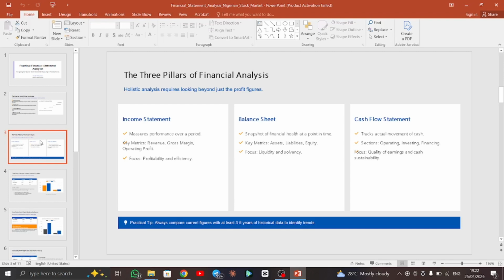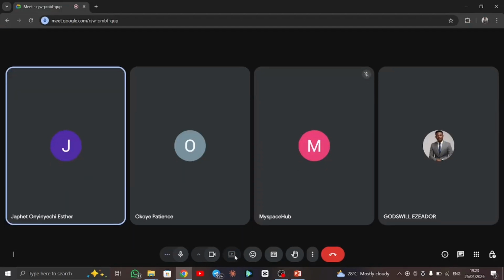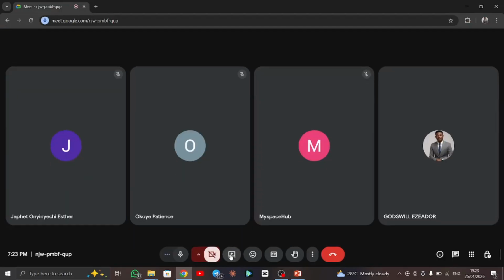Excuse me, I can't see your screen. Are you sharing your screen? You can't see it? Yes. Are you serious? I'm also not seeing your screen. Oh. Okay. Thank you.